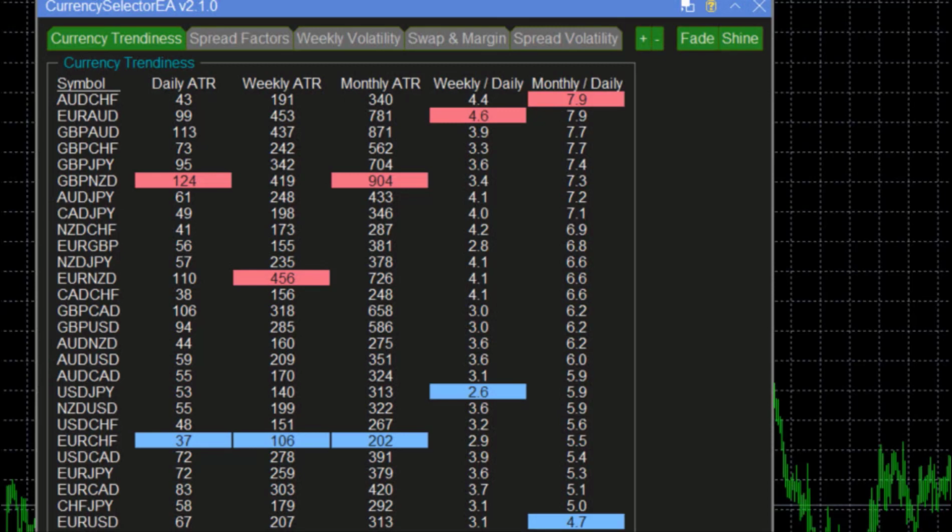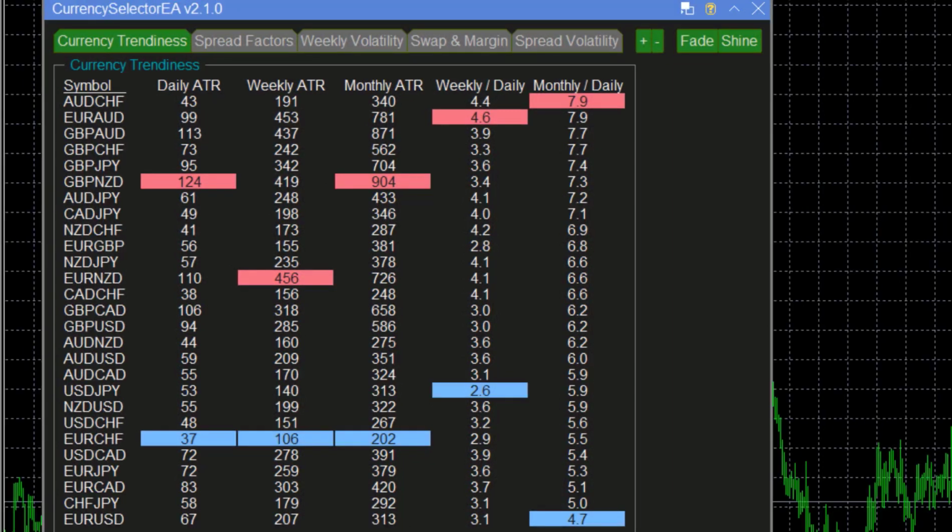So let's start with our currency selector EA. We start with the first table on the currency selector EA, and that is the currency trendiness table. I'll just review the columns first. Firstly, we have a column of symbols, and those are adjustable in the settings for the EA, but I have included most of the currency crosses traded by Forex traders.